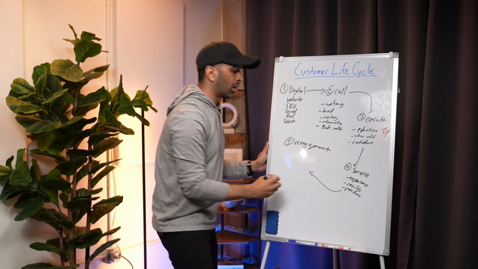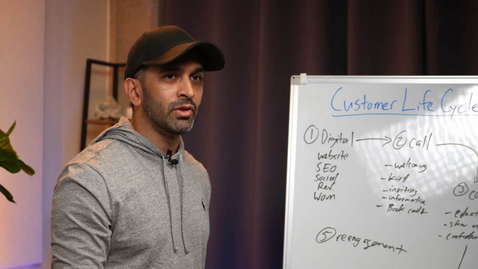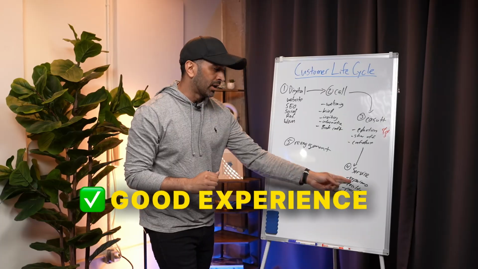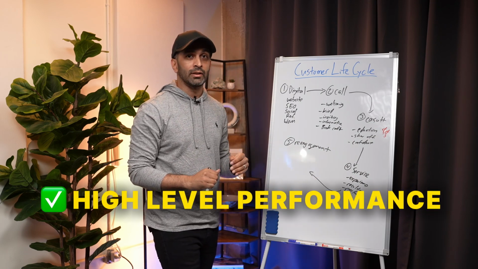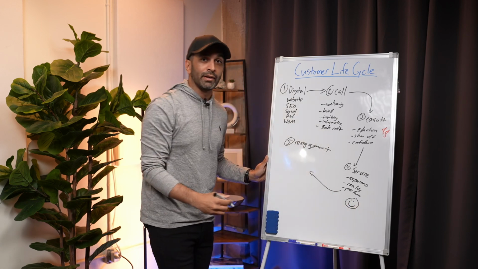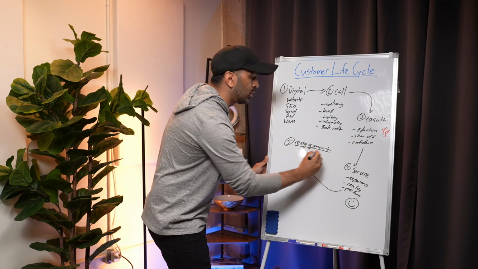We've worked so hard to get them through this cycle. The last thing you want them to do is not come back in. And if they've had a good experience, if they've had good results, and if you have performed to the highest ability, they're going to be happy. These people are going to be super happy. And we have to really engage with that happiness. How? What do we do for re-engagement?